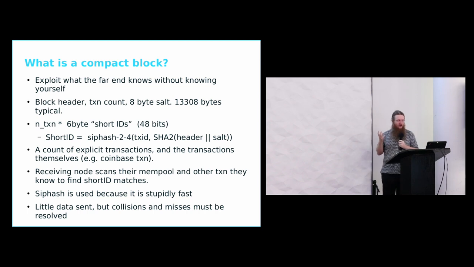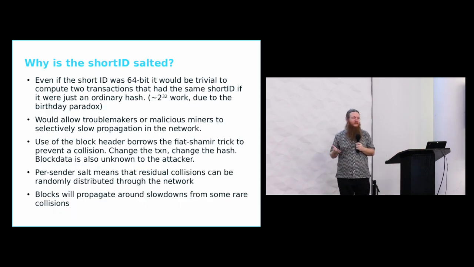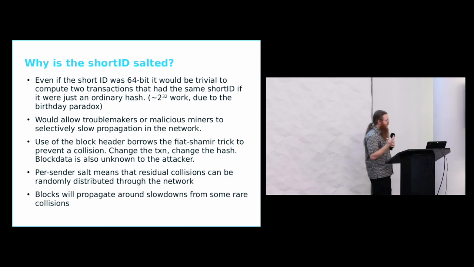So I mentioned that these short IDs are salted, and the reason that it's salted is pretty straightforward. Even if we were to imagine that our short IDs were 8 bytes long, so even less efficient, it would be very easy for a troublemaker to produce 2 transactions that had the same short ID if it weren't for the salt. You could just use an efficient collision finder to find 2 transactions with the same short ID. And then you could spam the network with these things and jam up block propagation. And a miner could do this, in fact, to create a profit potentially.